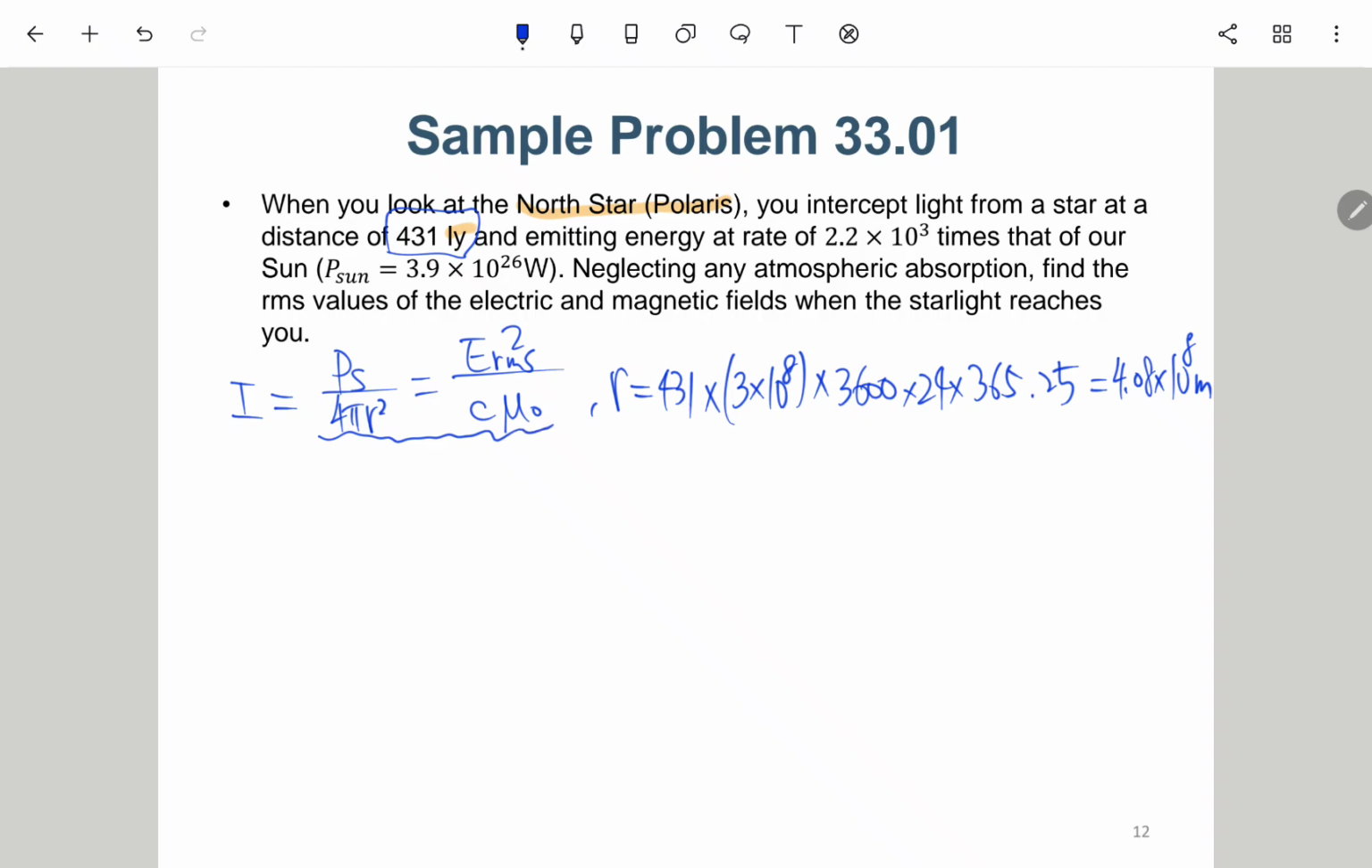playing with this formula, we can get ERMS. Moving C mu naught to the left side, and then taking the square root on both sides, we have PS C mu naught over 4πr square, and then take the square root for the whole term.